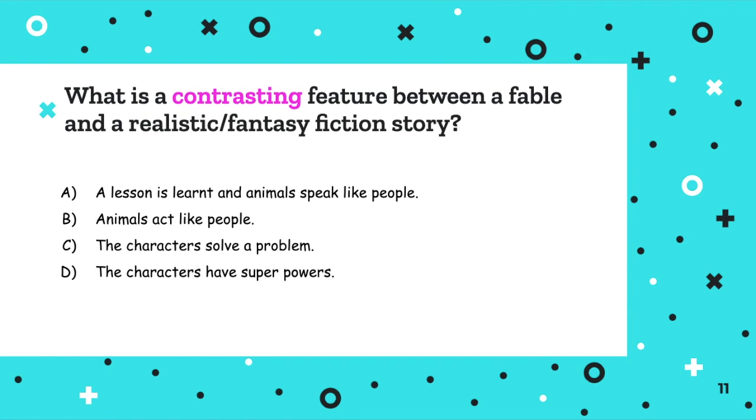And this question, what is a contrasting feature between a fable and a realistic or fantasy fiction story? Okay, contrasting, different. A, a lesson is learnt and animals speak like people. B, animals act like people. C, the characters solve a problem. Or D, the characters have superpowers.